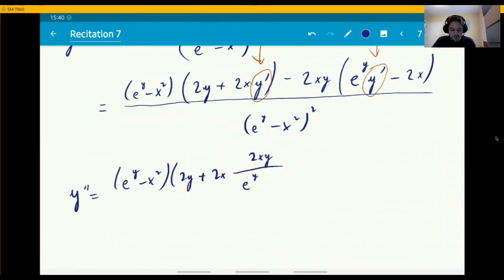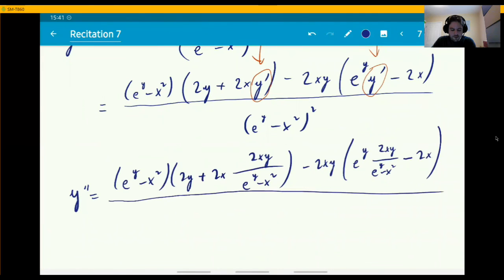It's right here. And the second one, 2xy over e to the y minus x squared. And now this is a formula for y double prime involving only x's and y's. Which you probably don't want to do anything with. Let's not simplify this. This is the answer to this problem.